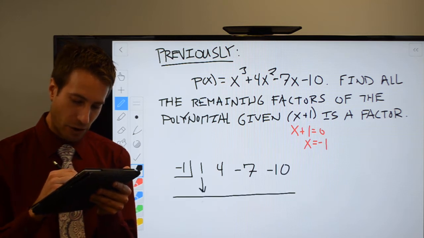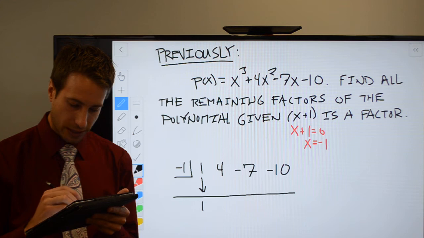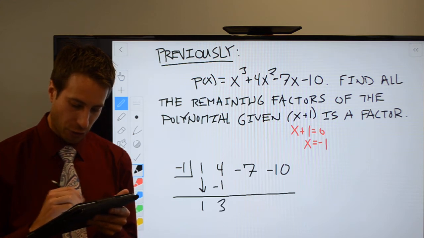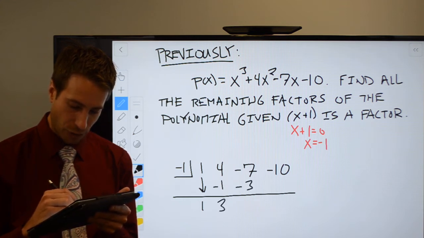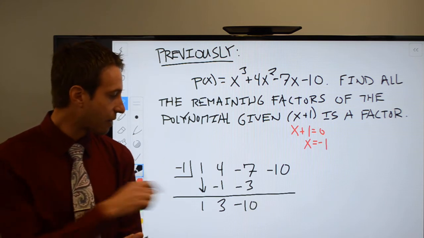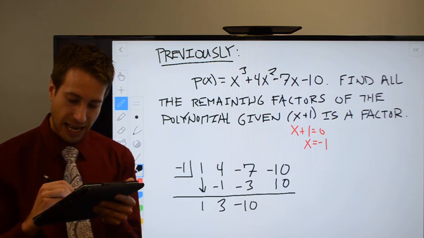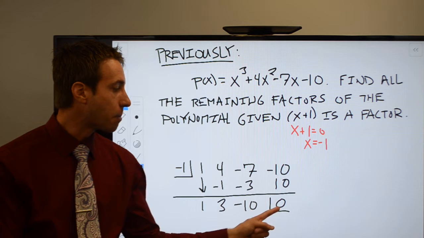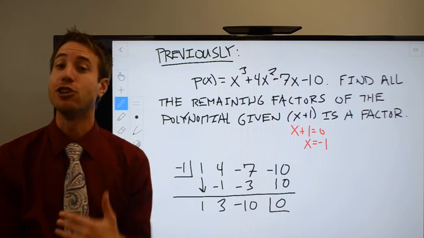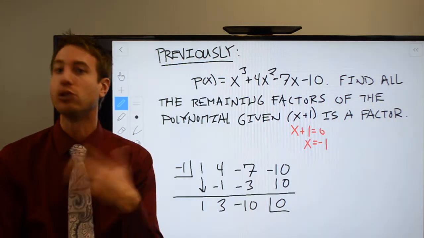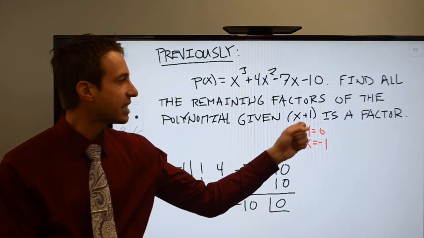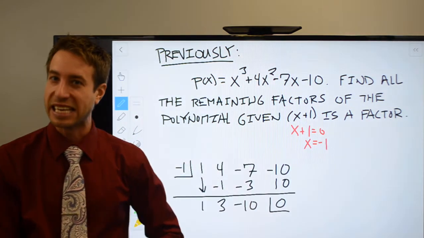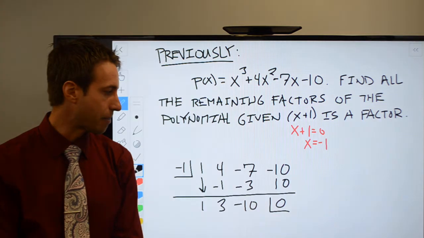Bring down that first coefficient. Negative 1 times 1 is negative 1, which leaves me with a 3. That's going to give me a negative 3, which gives me a negative 10. Negative 1 times a negative 10 is a positive 10. And yep, I get that remainder of 0, which I know that I should. If I didn't get a remainder of 0, you'd know you did something wrong, because I tell you x plus 1 is a factor. You'd better get a remainder of 0.